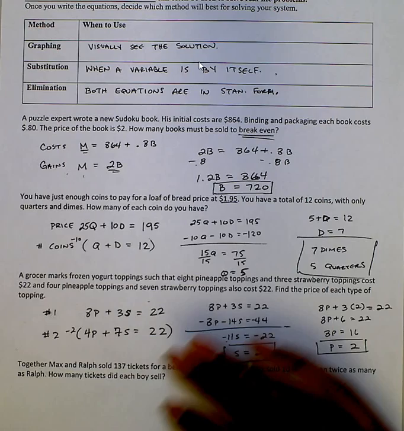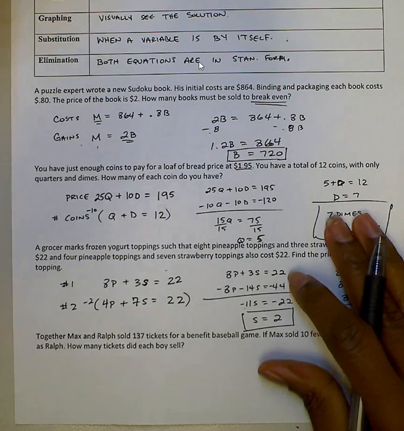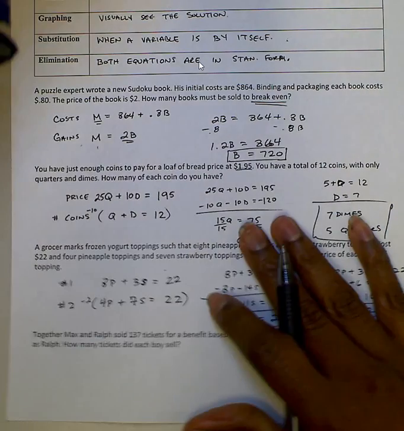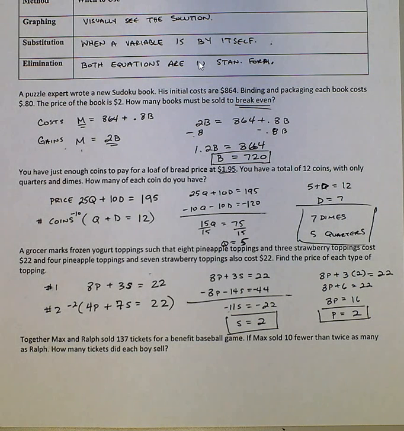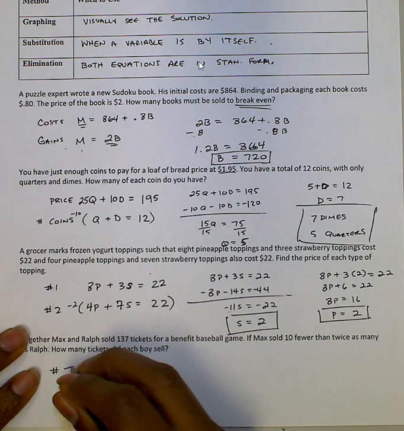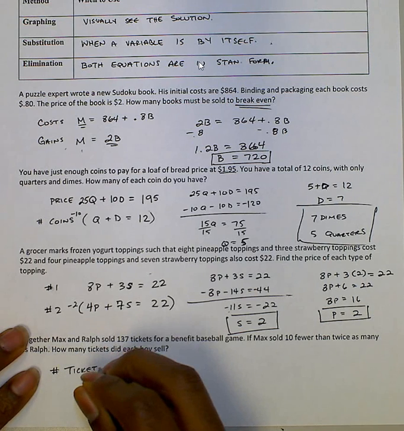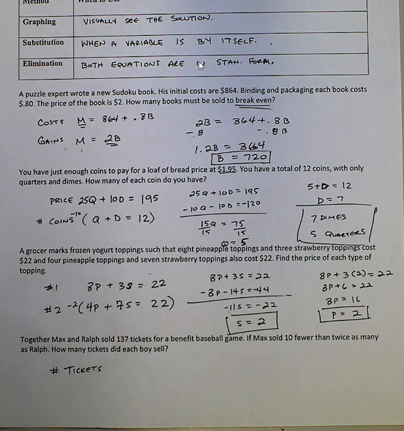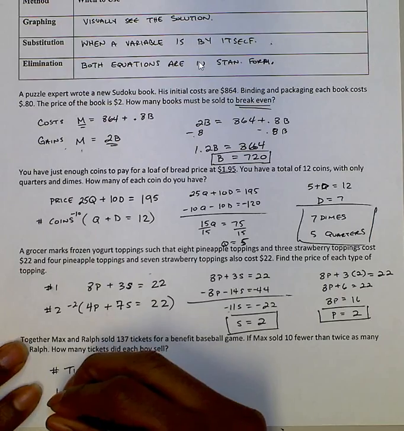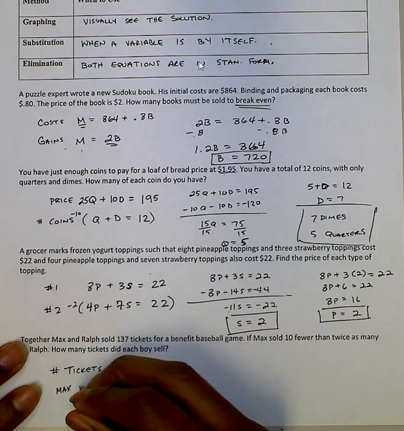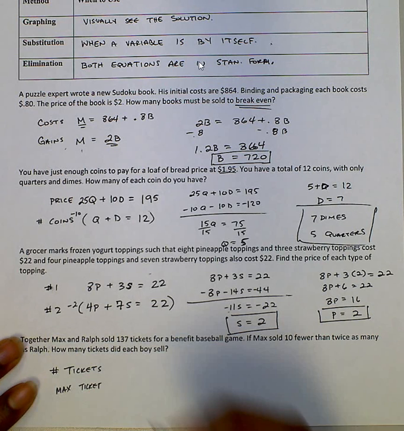All right, final problem. Ticket sales. Together, Max and Ralph sell 135 tickets for a benefit baseball game. So number of tickets sold. That's one of the equations. If Max sold 10 fewer than twice as many as Ralph, how many tickets did each boy sell? So Max tickets. We have two things, and we're going to look for the totals here.